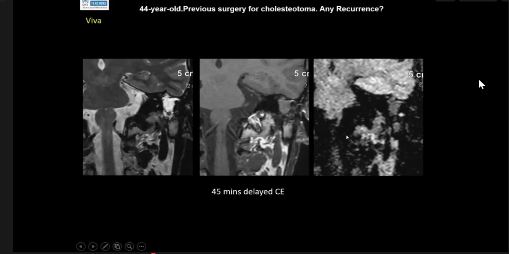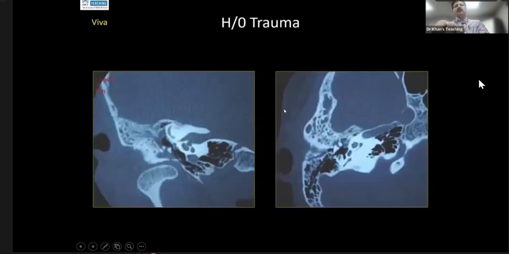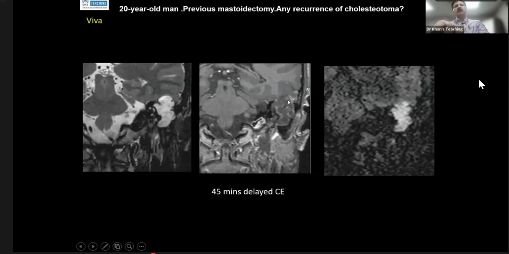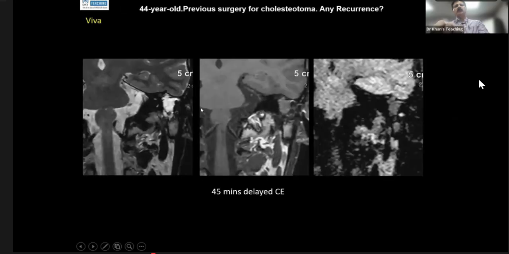So the impression here is that this is not a recurrence. It's likely going to be granulation tissue. Okay. If you say that there is a subtle enhancement, then your diagnosis will be that this is granulation tissue. On the other hand, if you say that there is no enhancement, then this will be just fluid.